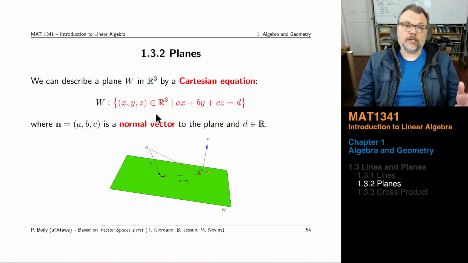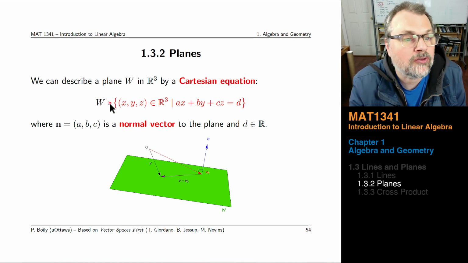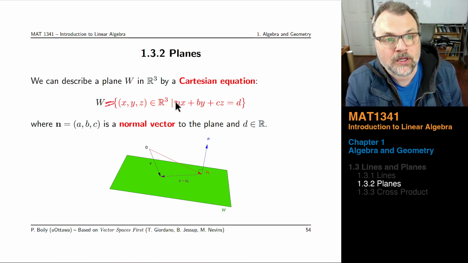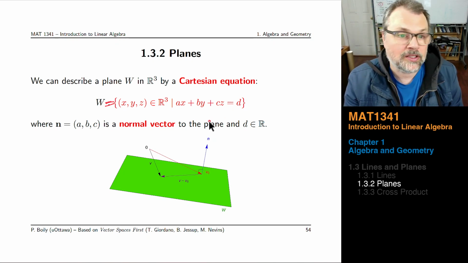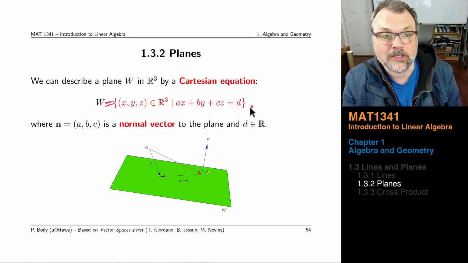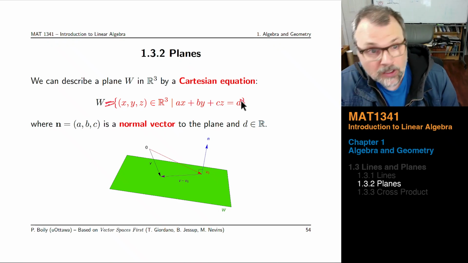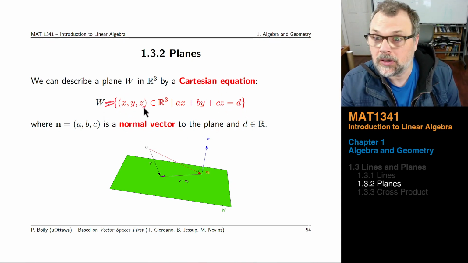Perhaps the simplest way to describe a plane, W in R3, would be to use a Cartesian equation. So we can have W, which is the collection of points in R3 that satisfy the condition that, in order to be on the plane, you need to have ax plus by plus cz equal to d, where a, b, c, and d would be given. They'd be specific numbers for the purpose of whatever exercise you're working on, and x, y, and z would be the coordinates of the point of interest in R3.